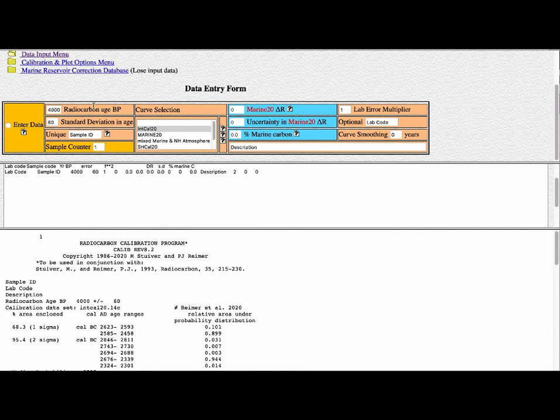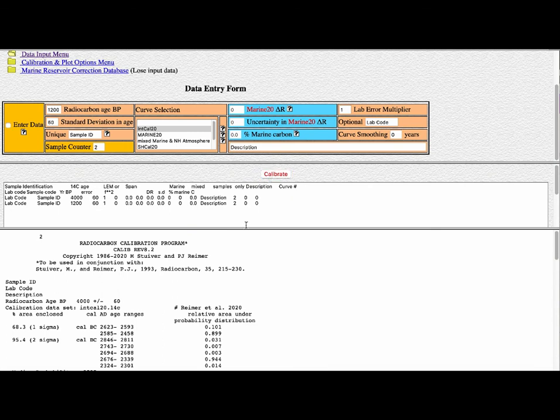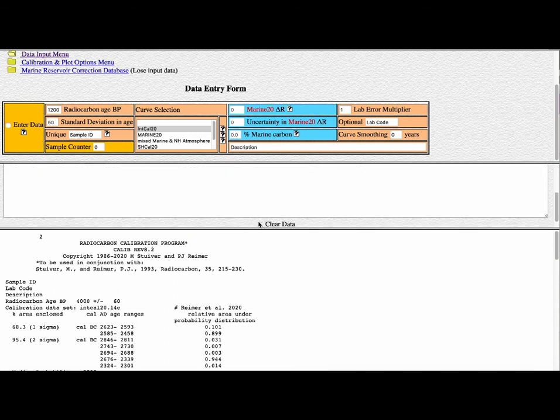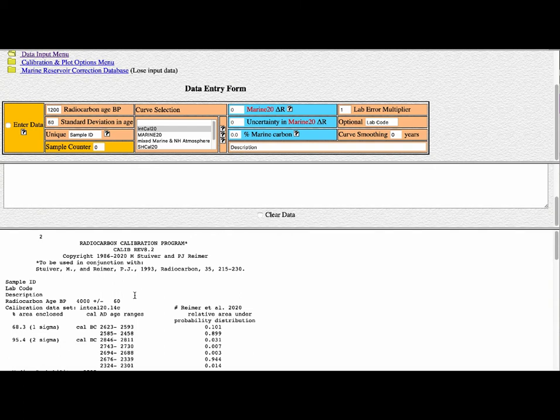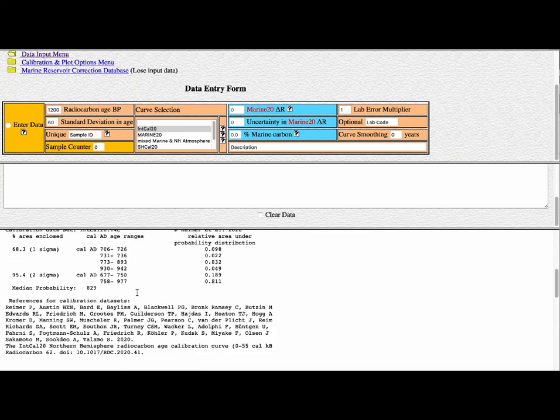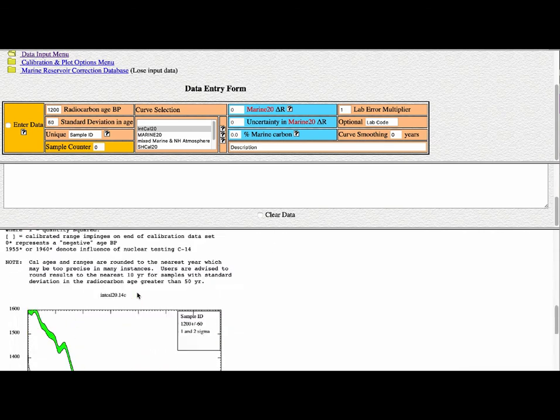Okay, so let's take another one just so you can see again. Let's say we find something in North America. We think it dates to the Clovis period. And we know that the Clovis period, let's say, is 12,000 years ago. We enter the data and we calibrate it here. Let's see. Actually, we have to clear it. So here's how you clear the data.